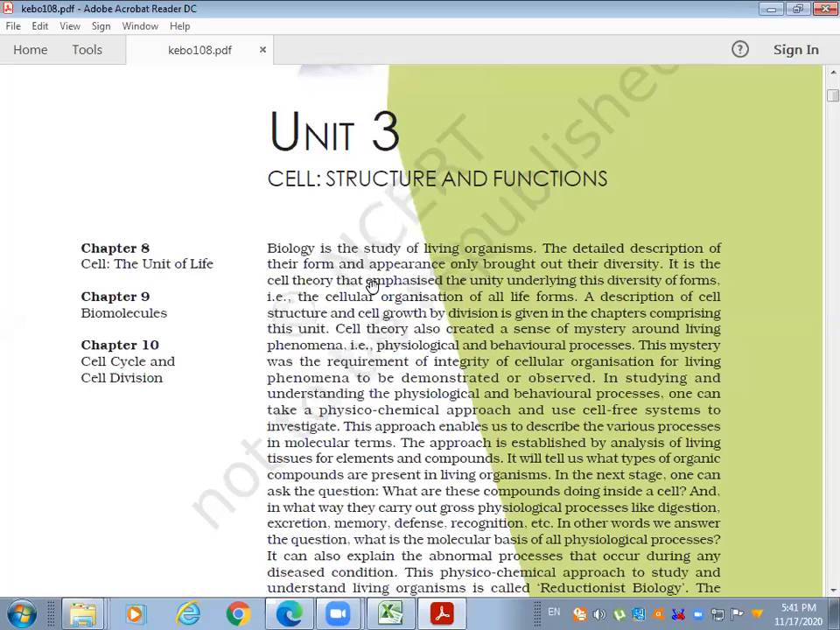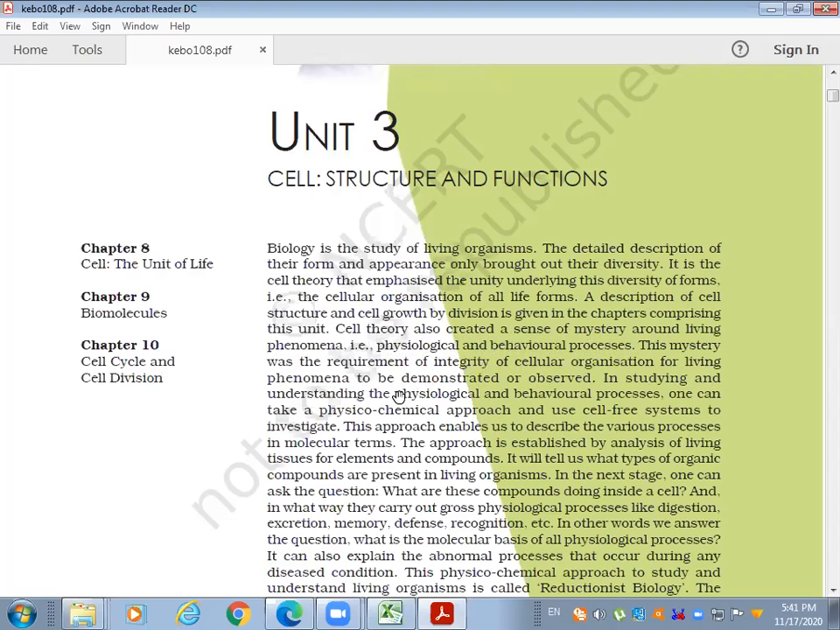It is cell theory that emphasizes the unity underlying this diversity of forms, that is, cellular organization of all life forms. A description of cell structure and cell growth by division is given in the chapters comprising this unit. Cell theory also created a sense of mystery around the living phenomena, that is, physiological and behavioral processes. This mystery was a requirement of the integrity of the cellular organization for living phenomena to be demonstrated or observed.